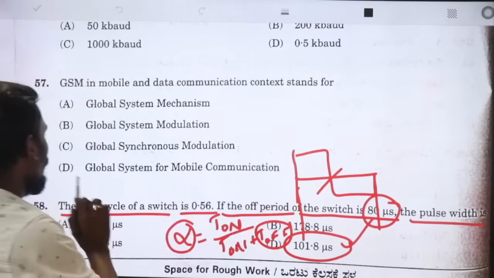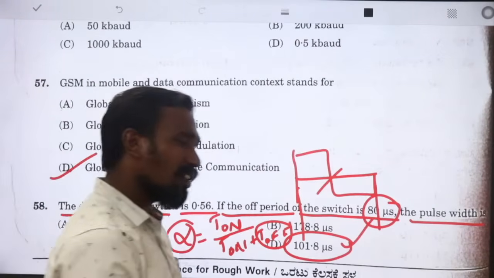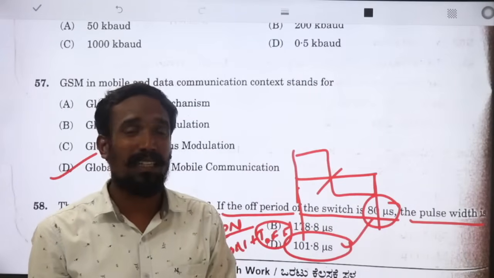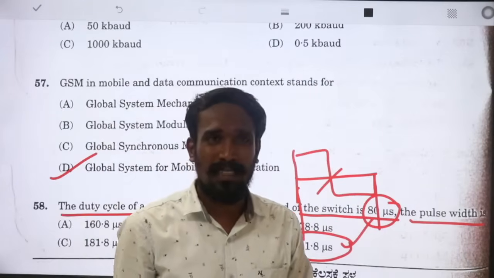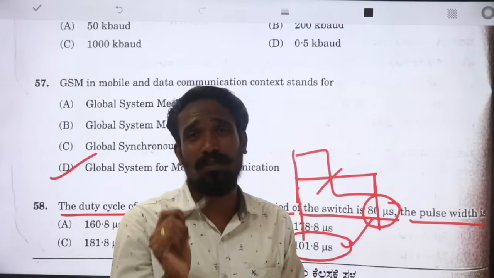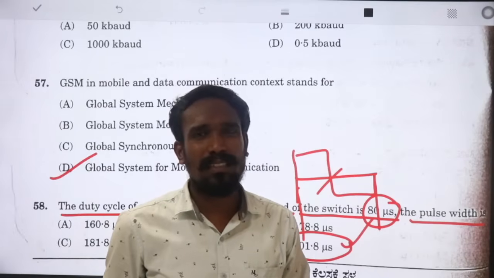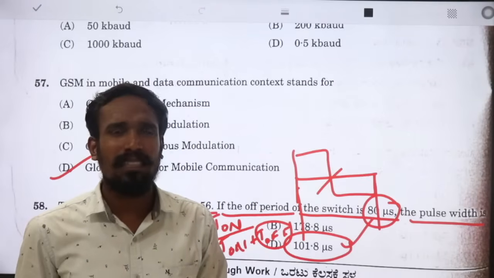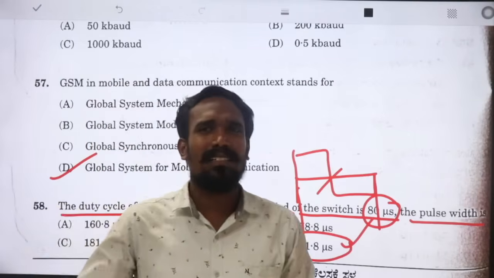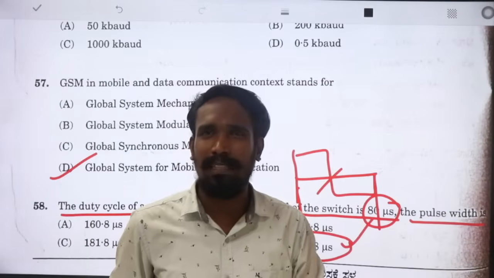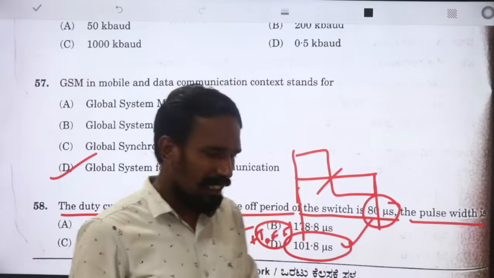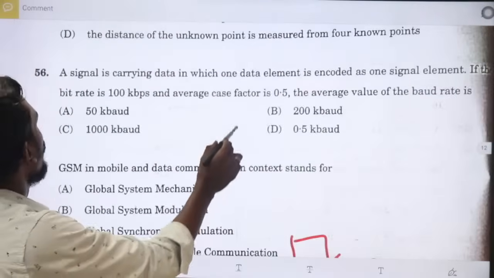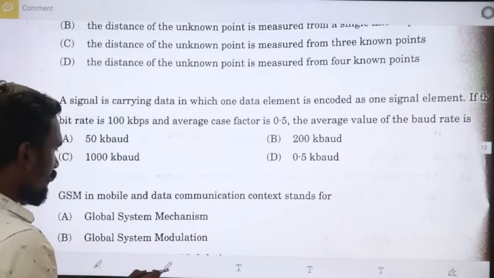This is from communications. We expected a few questions from basic electronics, but unfortunately they gave questions from this. This is one major drawback for us, because they didn't give any syllabus. They simply said the syllabus of this university. So unexpectedly they gave this question. 57 is D and 56 is A.